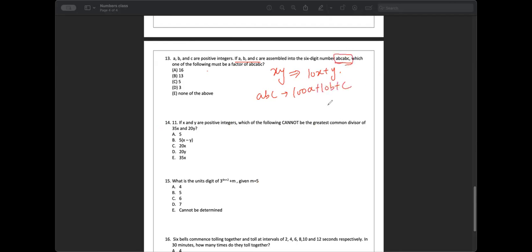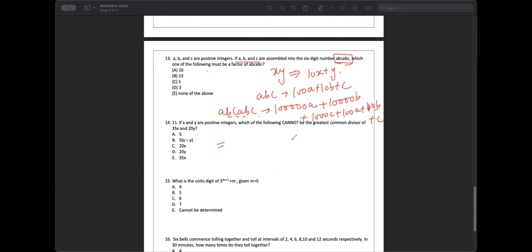Same way, if we have ABCABC, I can write it as 100,000 A plus 10,000 B plus 1,000 C plus 100 A plus 10 B plus C. That's what I can write it as.